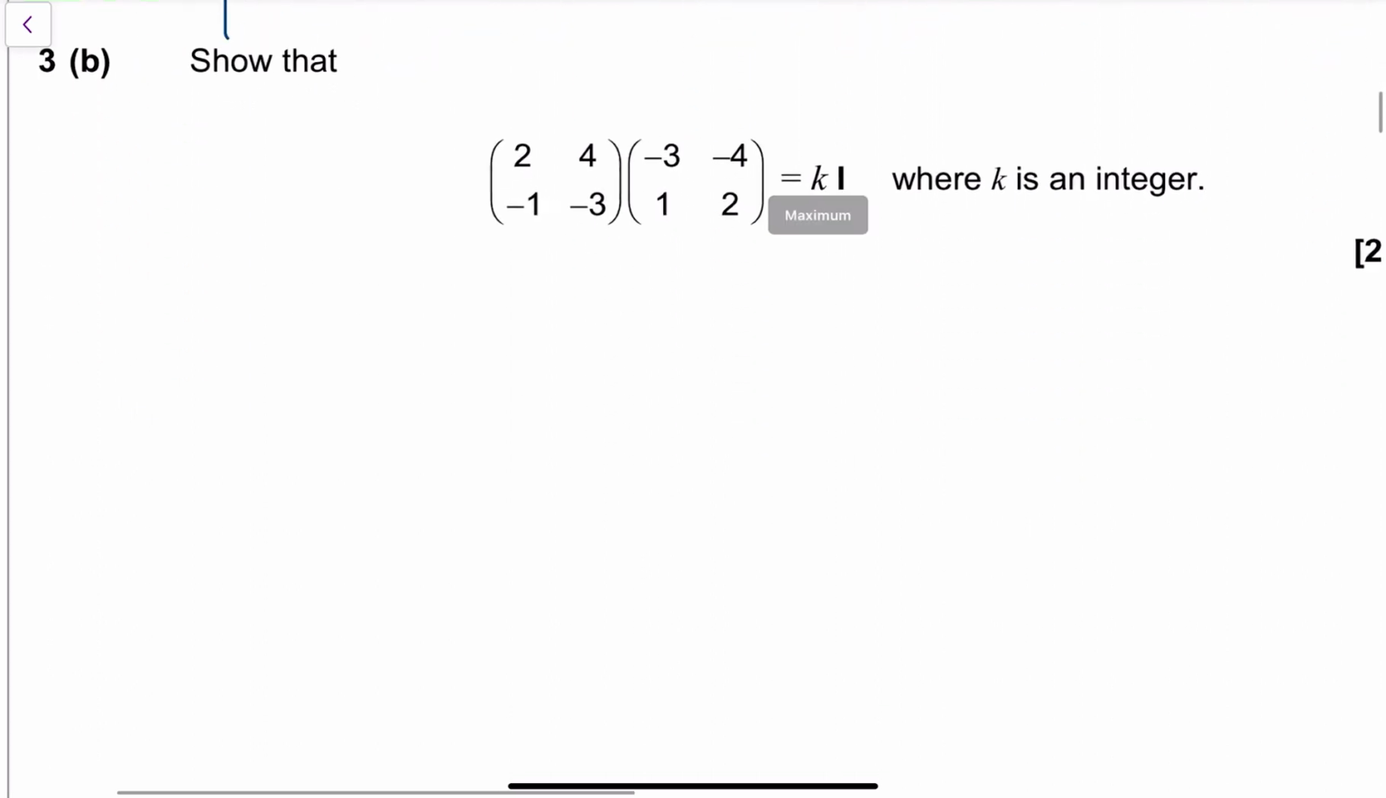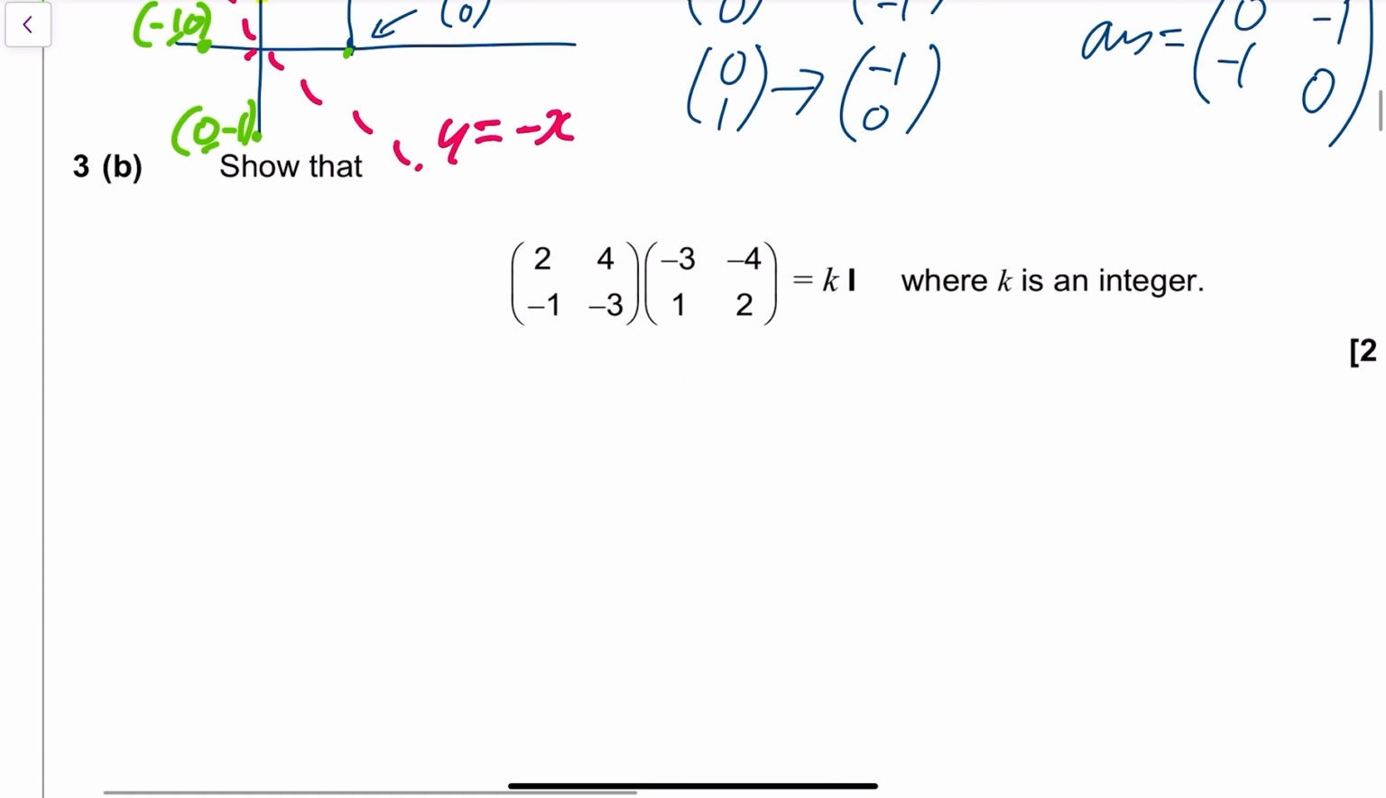Next one says, show that the product of these two matrices is k times I. Just remember, what is I? I is the identity matrix, so it's going to be some multiple of that matrix. Okay, so let's look at the left-hand side. If you multiply that out, how you multiply matrices is very important.